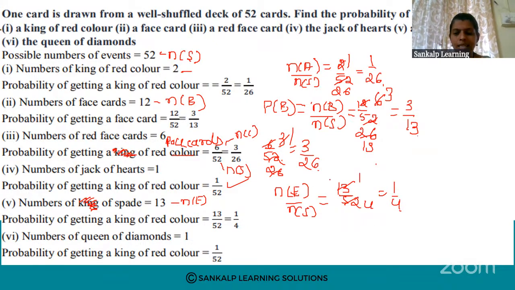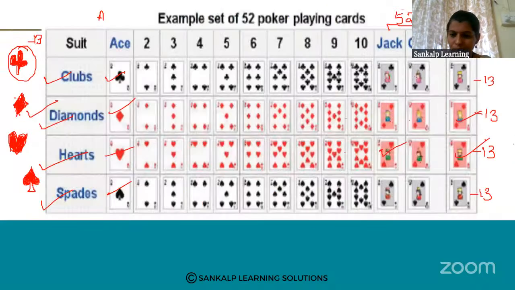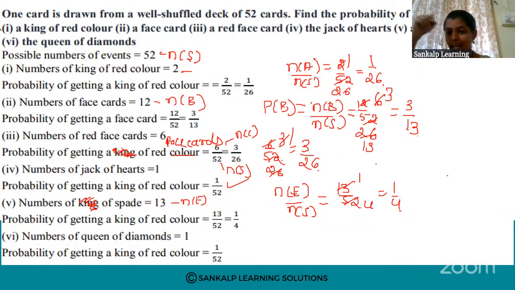See, if I ask king of a spade card, then what will you do? King of a spade card means how many kings are there in the spade? Only one king. That means the probability of getting king of a spade card is 1 divided by 52.